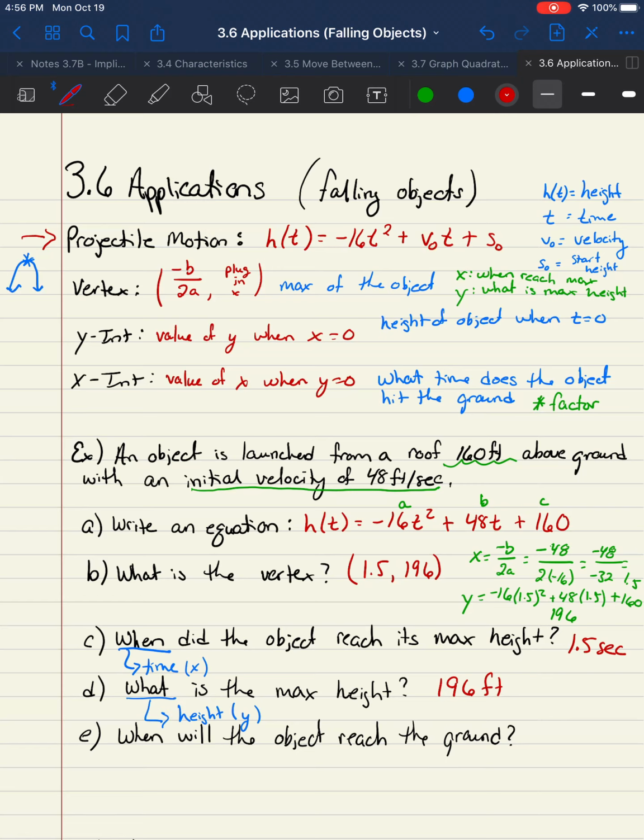What is the max height? That is your legitimate height, which in this case is our y value. So what is the maximum height that we reached at 1.5 seconds? That'd be 196 feet.